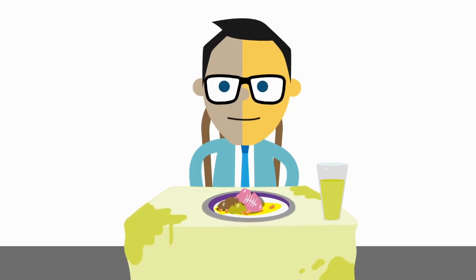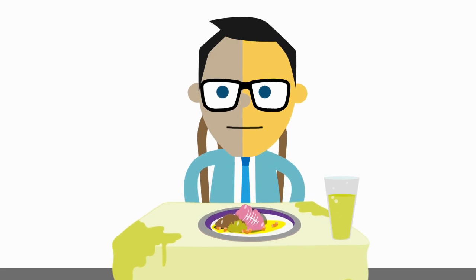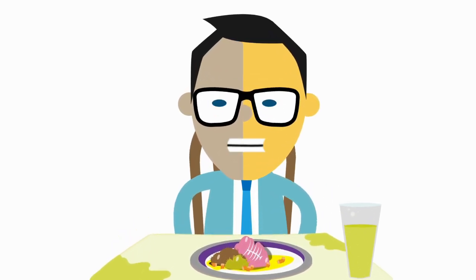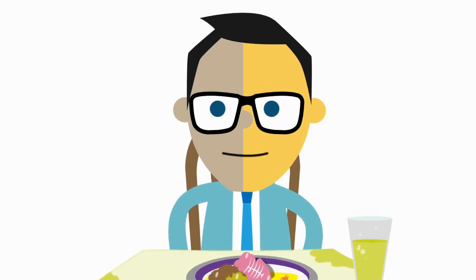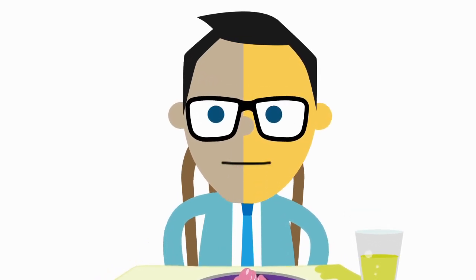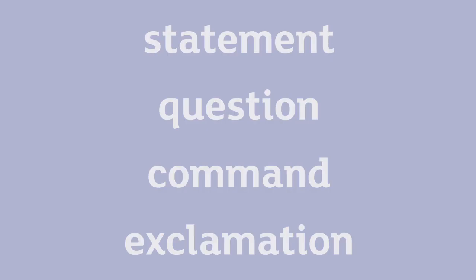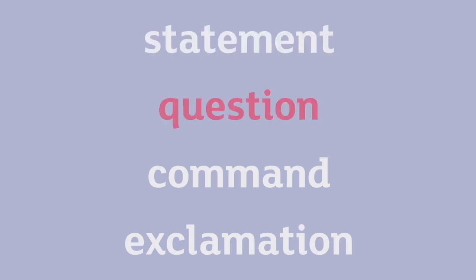In spoken English, we have tone of voice to show when we're making an exclamation. In written English, exclamations are punctuated with an exclamation mark. However, using an exclamation mark does not change a sentence into an exclamation sentence. So there we are. 4 types of sentence that children need to learn to use and recognise: statements, questions, commands, and exclamations.